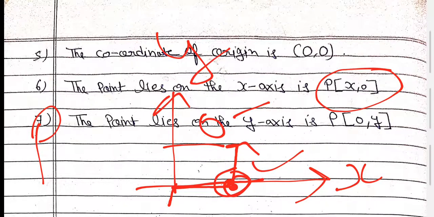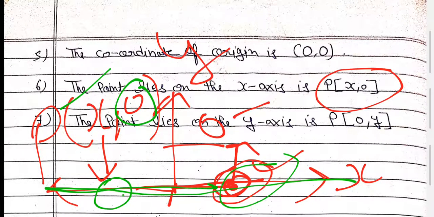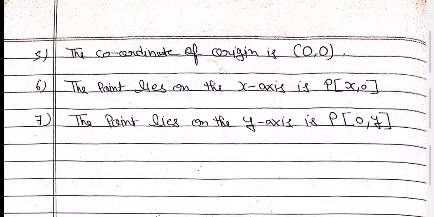So you have to write (x, 0). It means there may be some value of x, may be positive or may be negative. If it lies on the other side, the value will be negative, or if it lies on this side of the x-axis, the value will be positive. But the value of y, because if the point lies on the x-axis, then it does not move upward or downward, so it will remain fixed on the x-axis, so the y value is 0. That's why the point that lies on the x-axis is always (x, 0), you have to remember.